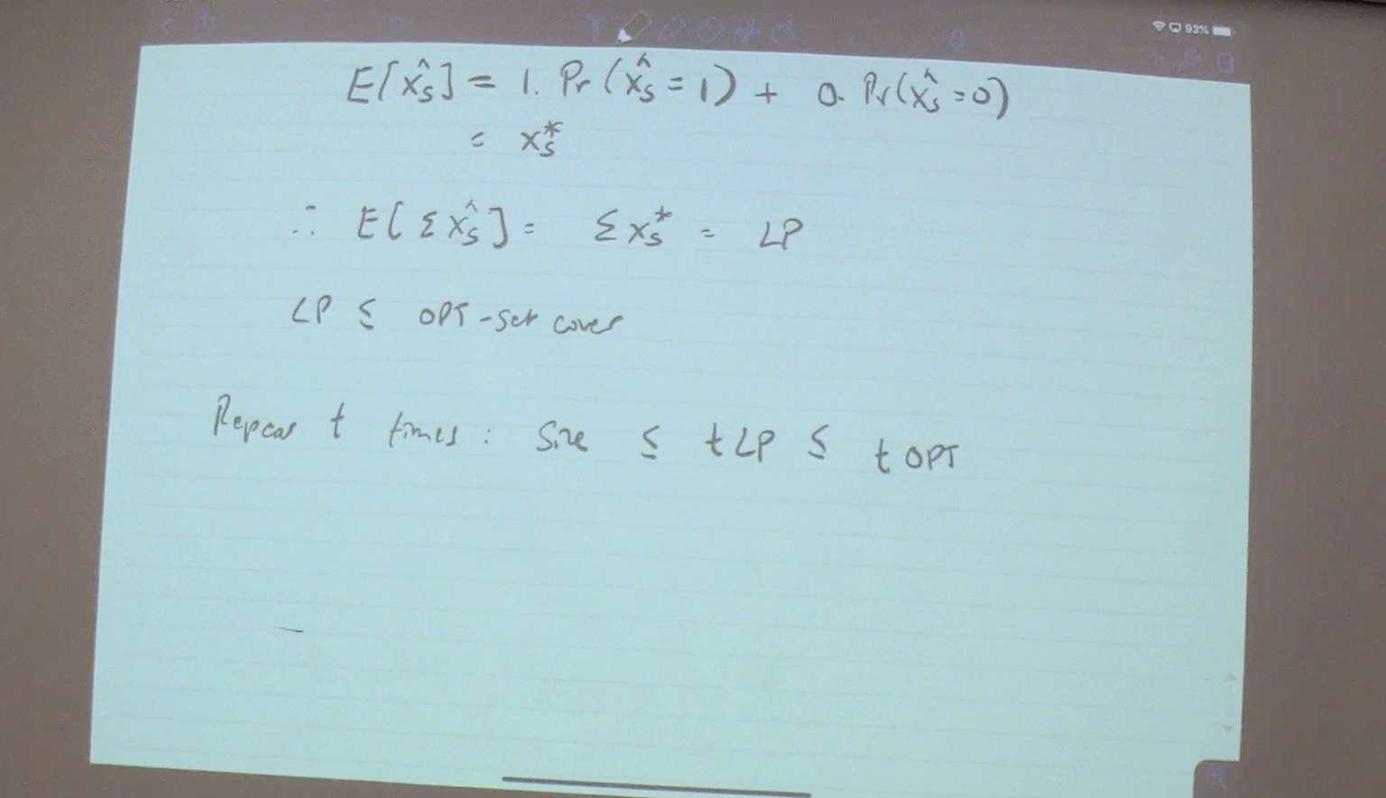Geometrically speaking, I have this polytope, right? I have this vertex at the end, and I'm rounding it to some grid point. The integrality gap says, oh, I don't want to go too far in. I want to be close. What is the other problem?